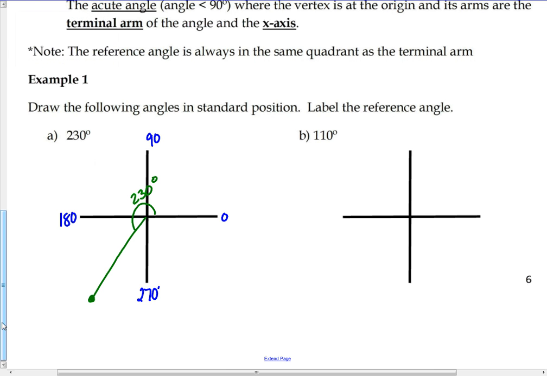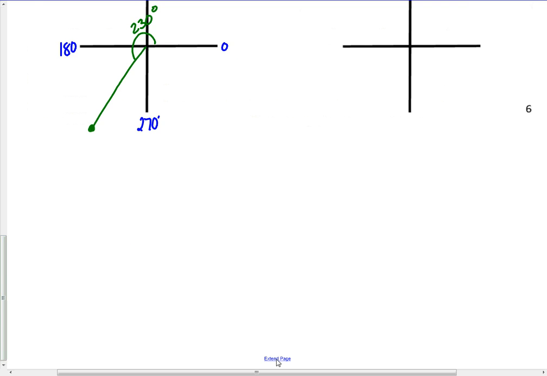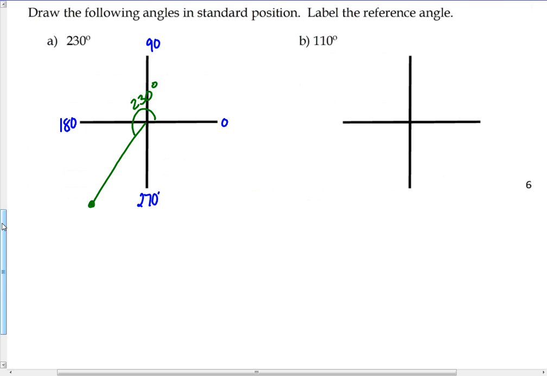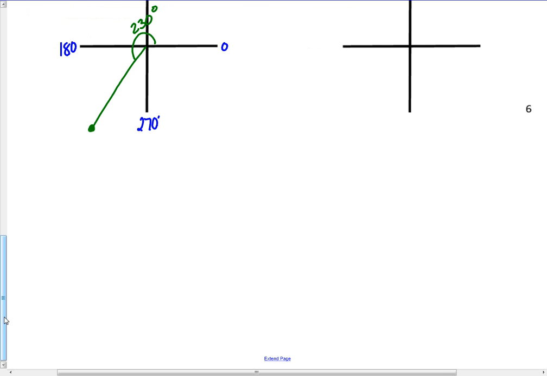Reference angles. So 230 degrees. Now, what I don't want to see is this. Our reference angle is never, ever between the terminal arm and the y-axis. It breaks my heart. That's not how we do reference angles. Reference angles are always, and there is a good reason for it, but when we draw our reference angles, they're always going to be here, here, here. Oh, that is not a straight line.